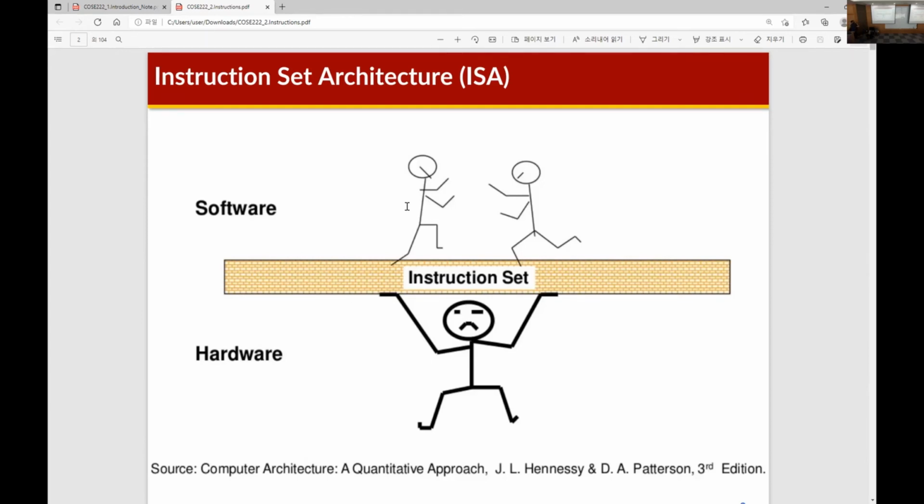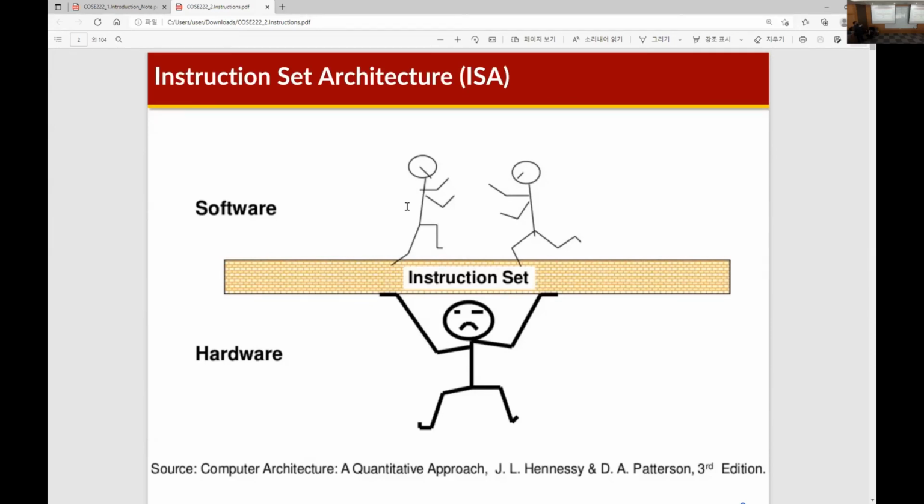So that's why the hardware designer designs a computer processor based on the instruction set architecture. That means that the hardware needs to generate the result defined in the instruction set architecture. So the hardware designer needs to make the hardware system or computer processor based on the instruction set architecture content.